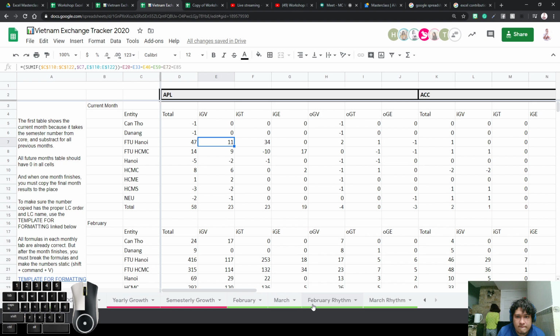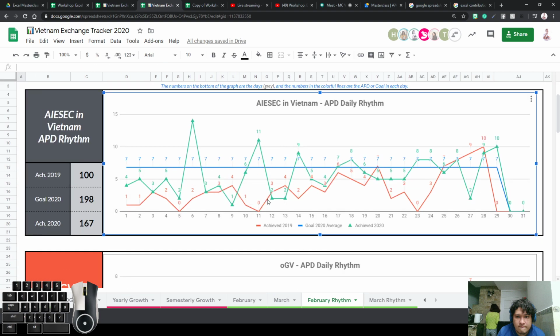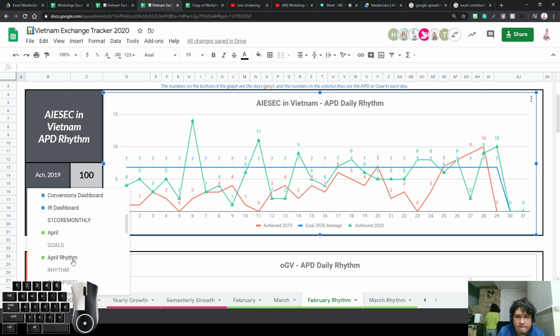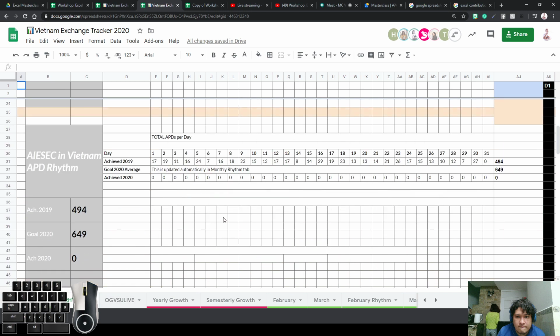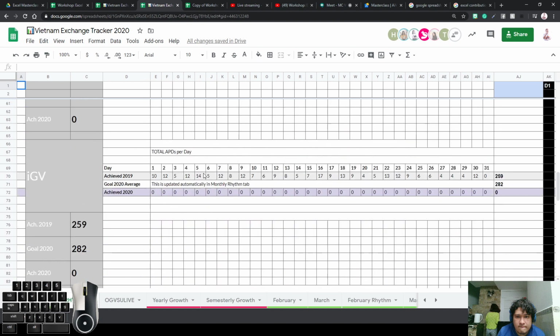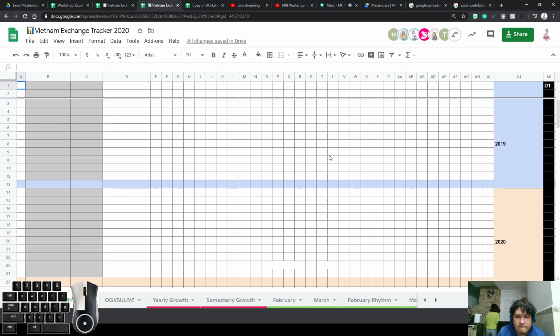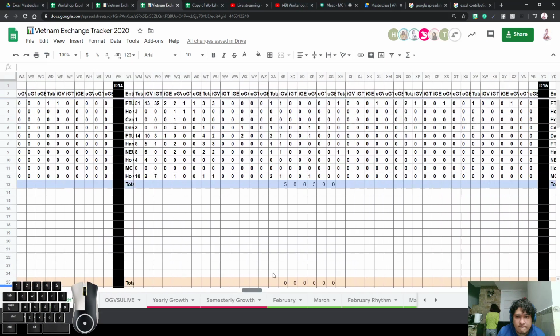I don't know if you ever asked yourself how did we generate this type of graph. So this February rhythm actually comes from a tab called rhythm, which is hidden. So here, as you can see, it's a data tab where everything is very ugly. That's when you know it's data, because no one needs to see that. People need to see the information that comes after that.